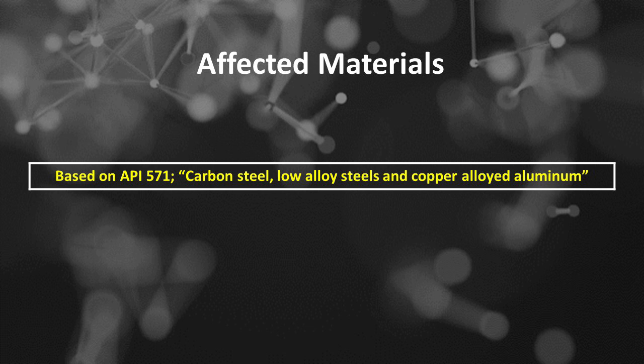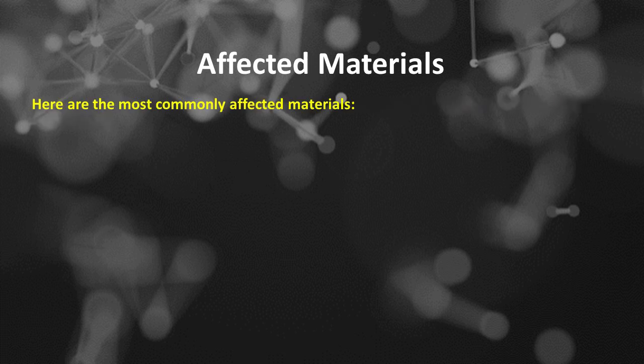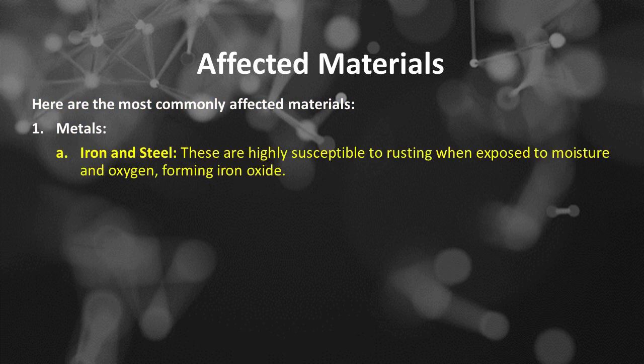Atmospheric corrosion affected materials based on API 571. Carbon steel, low alloy steels and copper alloyed aluminum. Atmospheric corrosion can affect a variety of materials, particularly metals and some nonmetals. Here are the most commonly affected materials. Number 1 is metals. Number A of metals is iron and steel. These are highly susceptible to rusting when exposed to moisture and oxygen, forming iron oxide.